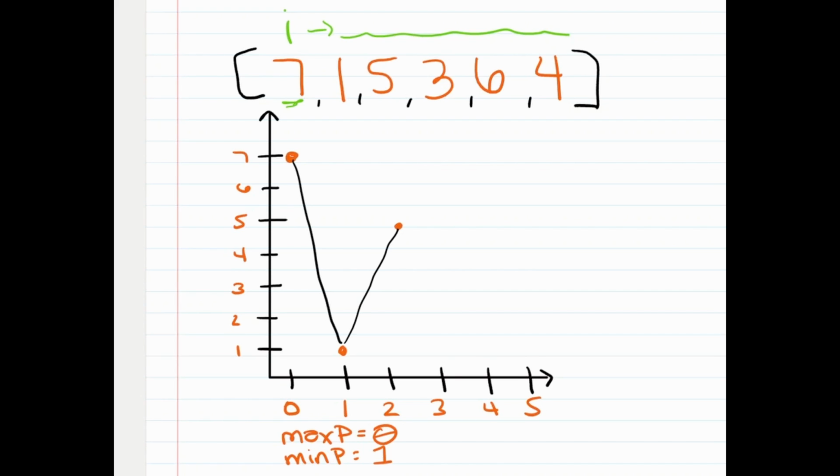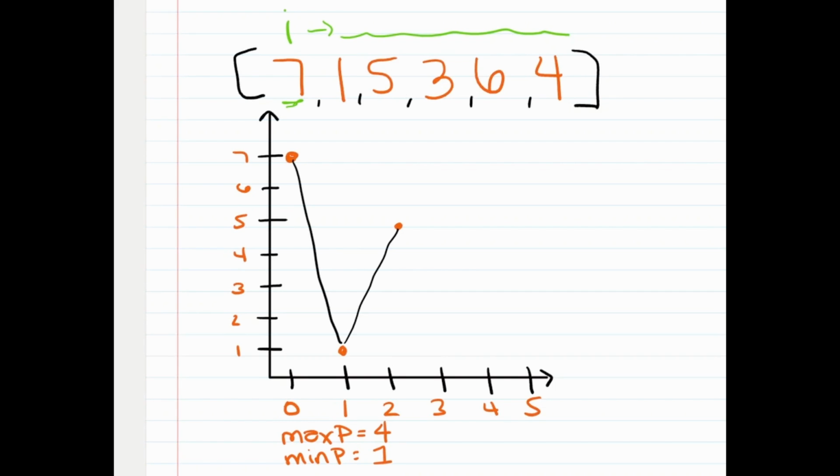And if we take the difference between 1 and 5, 1 is still smaller, so that's still our min. But our maximum profit changes because 5 minus 1 is going to be 4. So right now our max profit is 4.